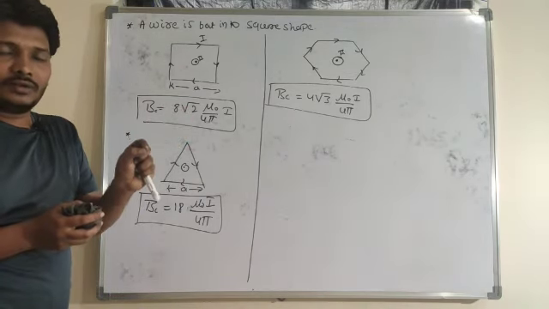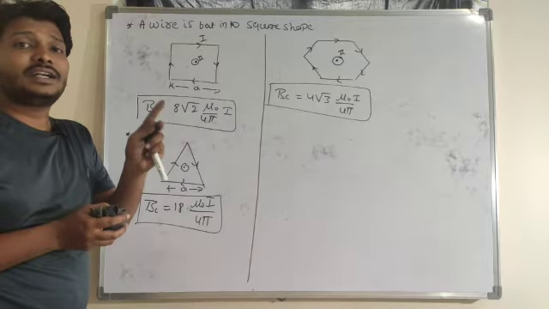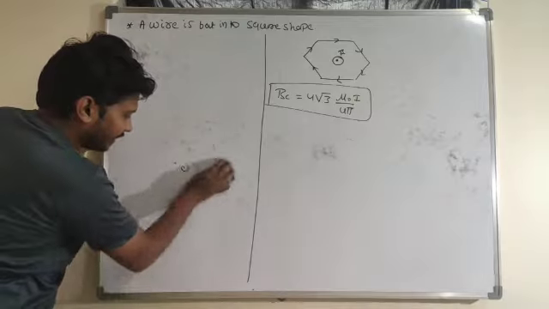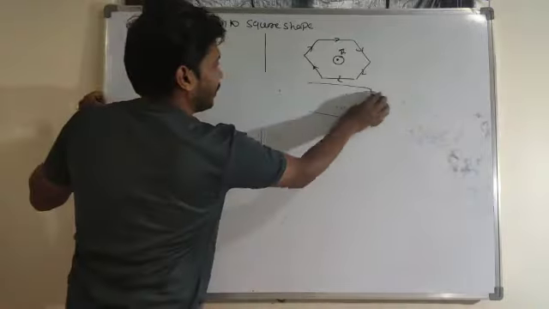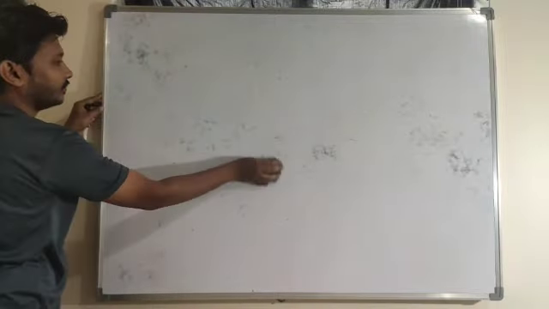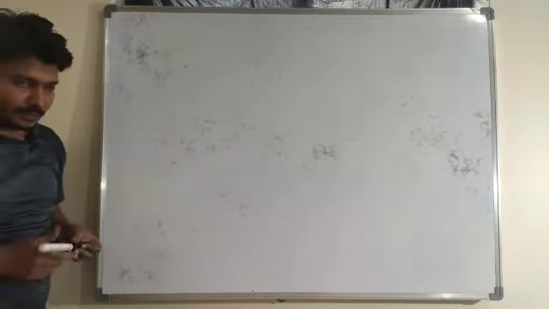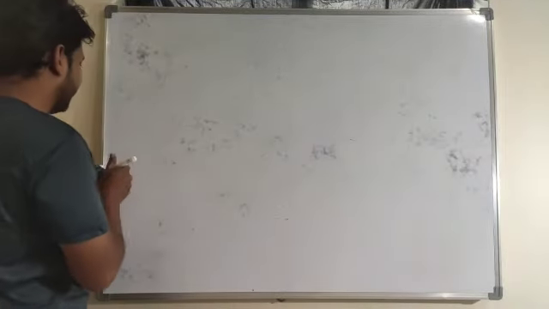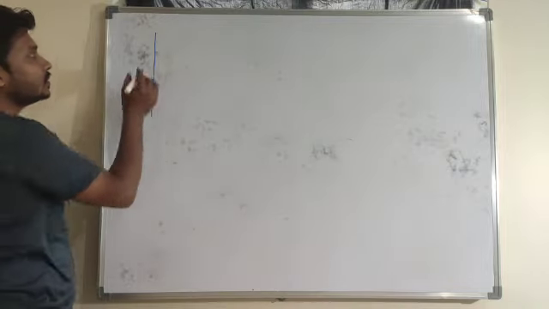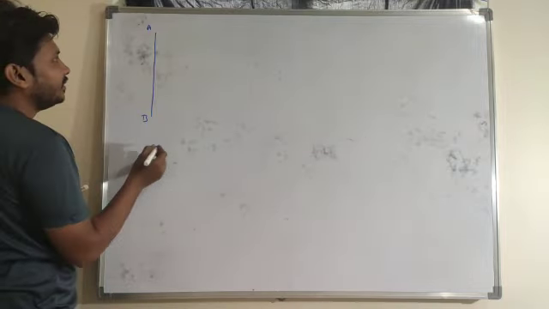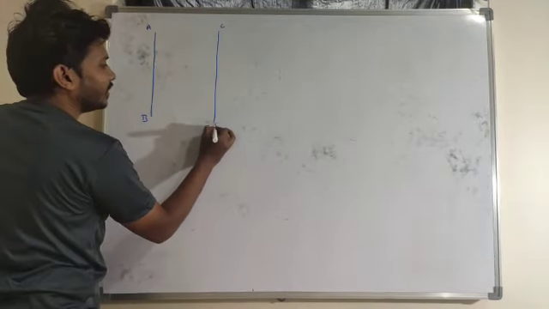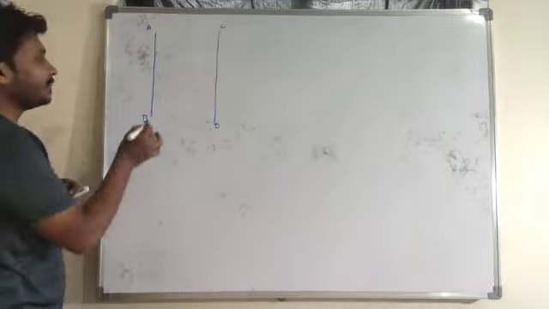So now I want to calculate the magnetic field intensity at a particular point. For example, the magnetic field at a particular point if the two wires are placed parallel to each other. So I will consider the two wires here. One wire is AB, another wire is CD. These two wires are placed parallel to each other.